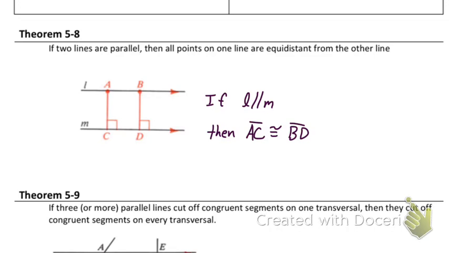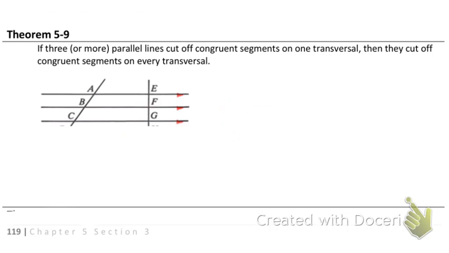So if you want to boil it down to that, that's all it means. Nothing too outrageously special. This one pops up with questions though. It says if three or more parallel lines cut off congruent segments on one transversal, then they cut off congruent segments on every transversal. So let's look at that drawing.